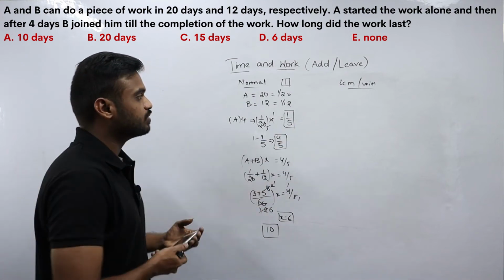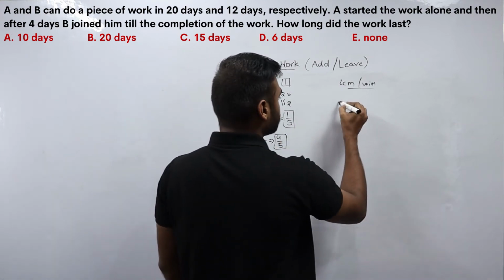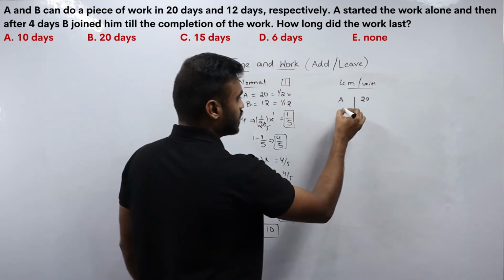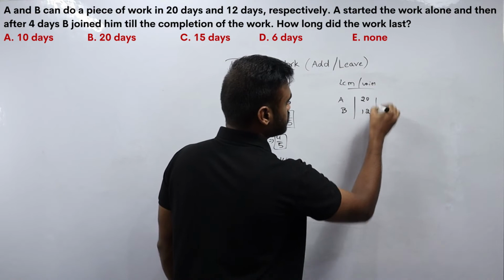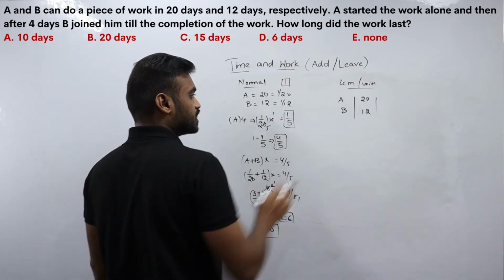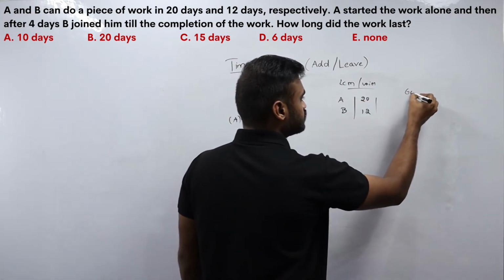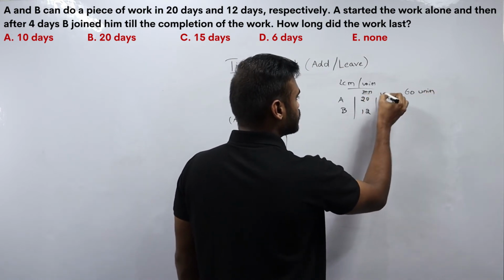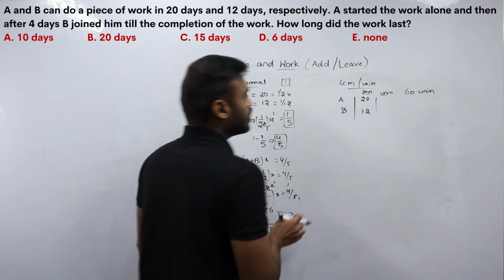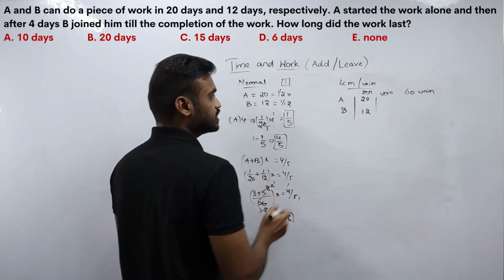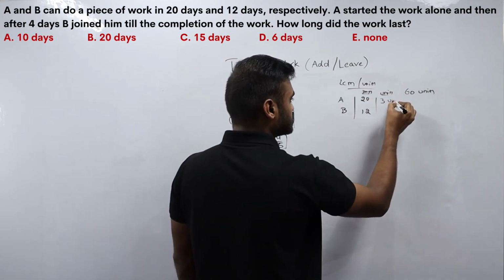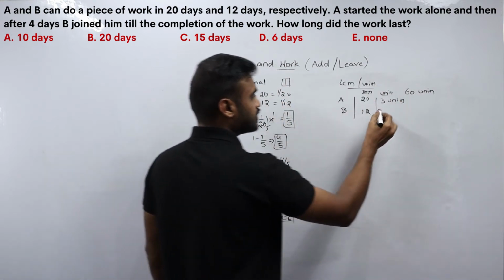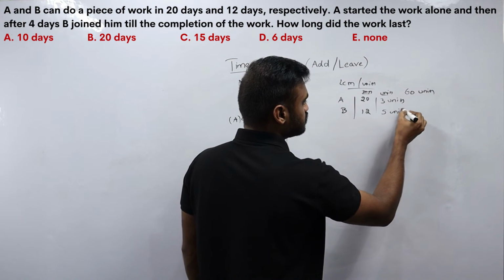Now let's see how the LCM method works. They are saying A takes 20 days to complete the work and B takes 12 days to complete the work. Now the LCM of 20 and 12 will be 60 units. Now A is completing 60 units in 20 days, so per day A is completing 3 units of work. Per day B is completing 60 by 12, that is 5 units of work.